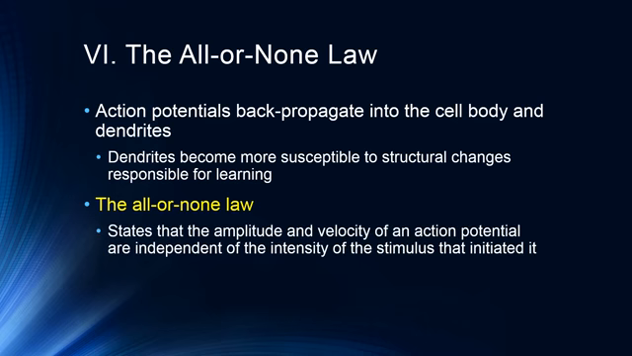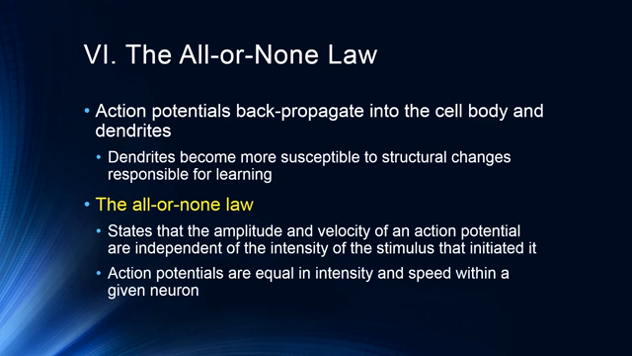The all or none law states that the amplitude and velocity of an action potential are independent of the stimulus that initiated it. And this is important because action potentials are equal in intensity and speed within a given neuron. What that means is we cannot code for how bright a light is or how loud a sound is or how salty our food is based on the intensity or velocity of a single action potential. These require differences in firing rates of neurons or differences in the activation of several different kinds of neurons.